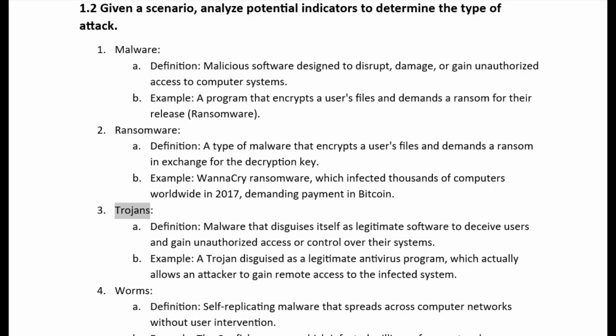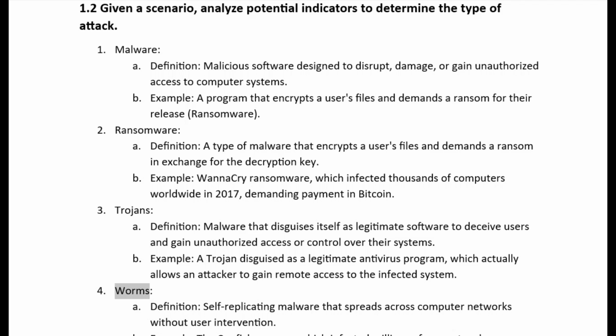Trojans. Definition: malware that disguises itself as legitimate software to deceive users and gain unauthorized access or control over their systems. Example: a Trojan disguised as a legitimate antivirus program, which actually allows an attacker to gain remote access to the infected system.